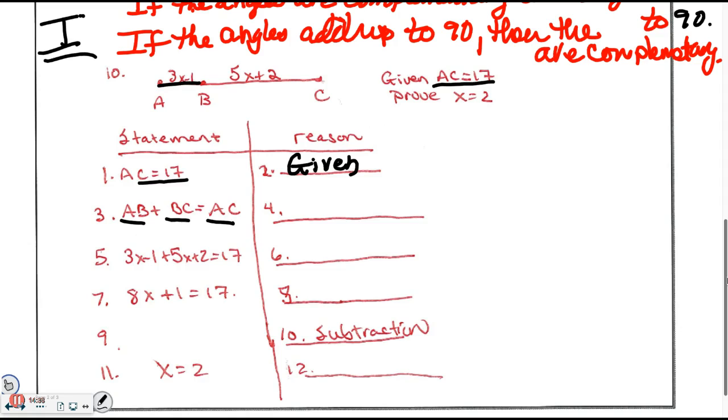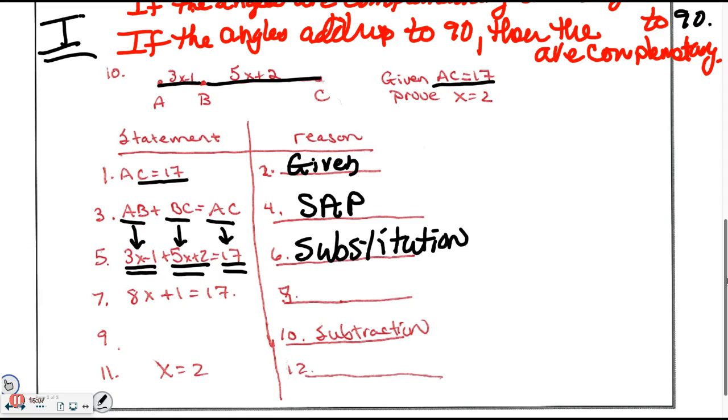Why is it that AB plus BC equals AC? Why is that? That's the segment addition postulate. It says the two pieces add up to the whole way. Well, now all of a sudden, AB is out and 3x minus 1 is in. BC is out and 5x plus 2 is in. AC's out and 17 is in. What I've just done is some substitution.